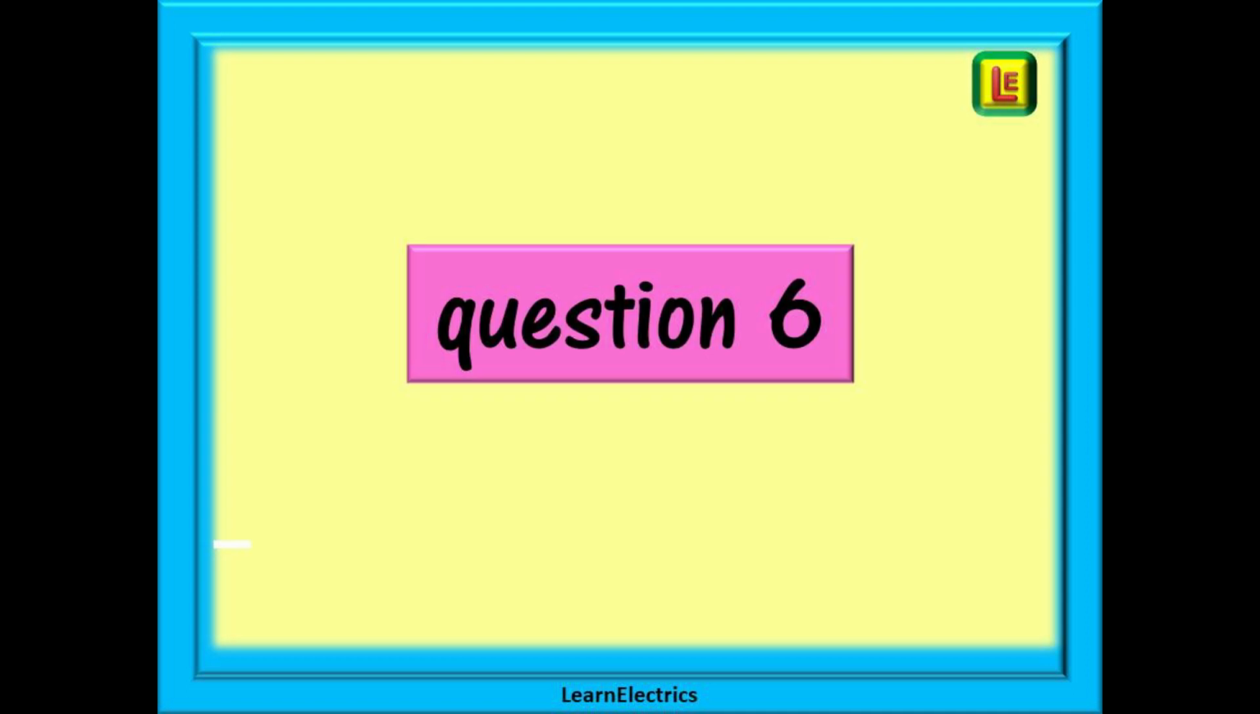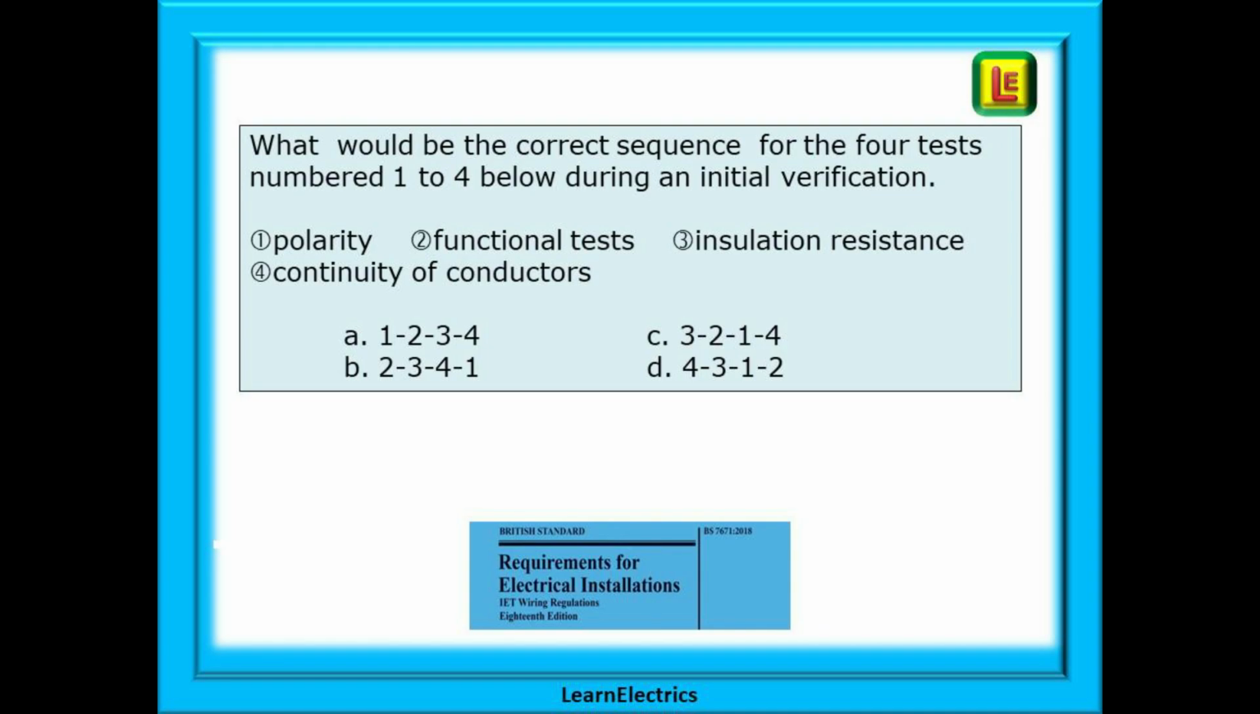And now question 6. This is about part 6, the testing section of the regulations. This section will not ask how you do the actual testing, it simply asks about the testing requirements. What would be the correct sequence for the 4 tests numbered 1 to 4 below during an initial verification? And the 4 tests are 1. Polarity, 2. Functional tests, 3. Insulation resistance, and 4. Continuity of conductors.